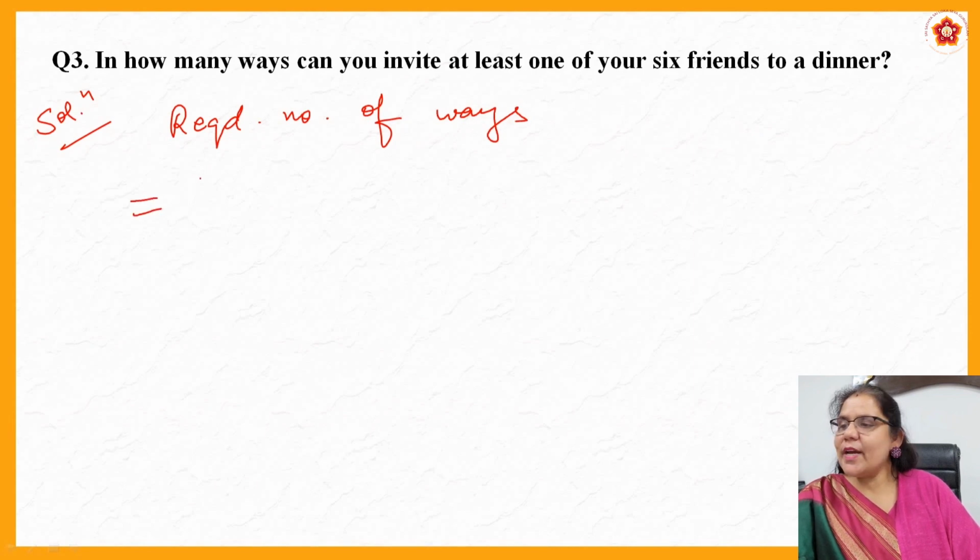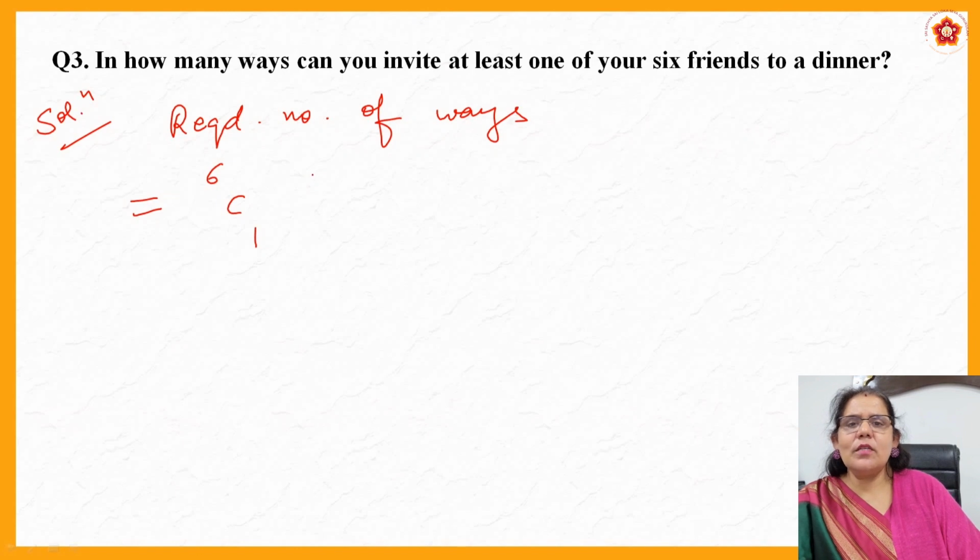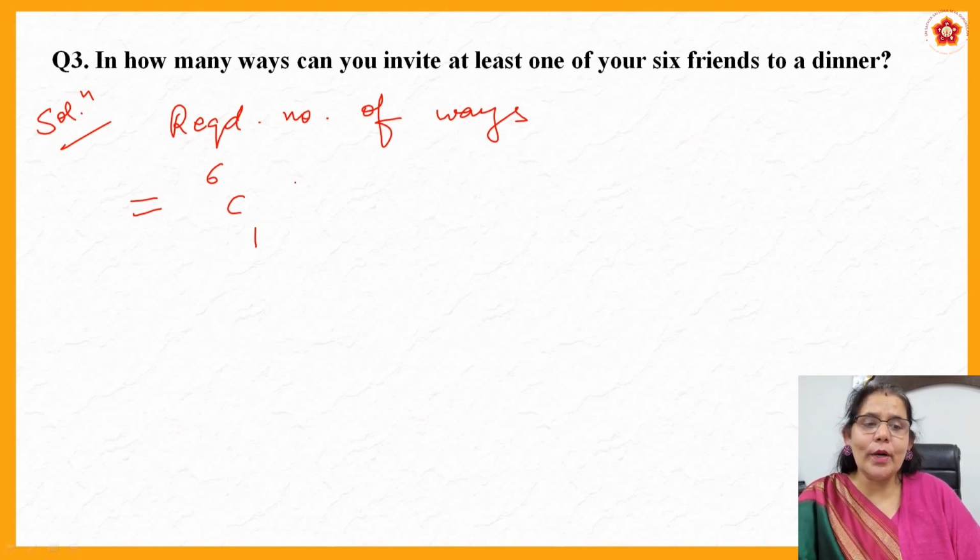You have got 6 friends, and one possibility could be that you are only inviting one friend out of them. You only invite one of them. So in how many ways can you invite only one friend? 6C1. Out of 6 friends, you choose to invite any one of them. So in how many ways can you do it? You can do it in 6C1 ways. That is possibility 1.